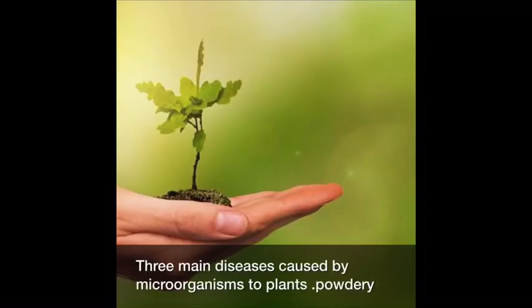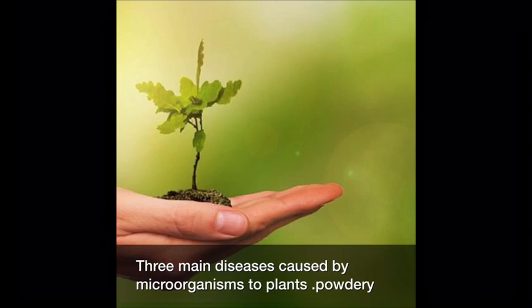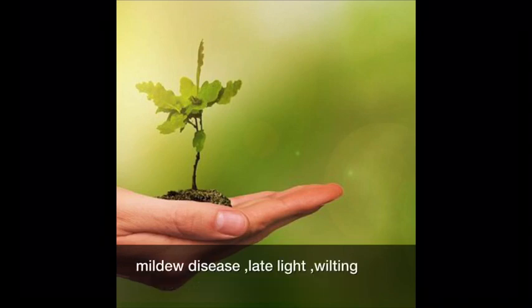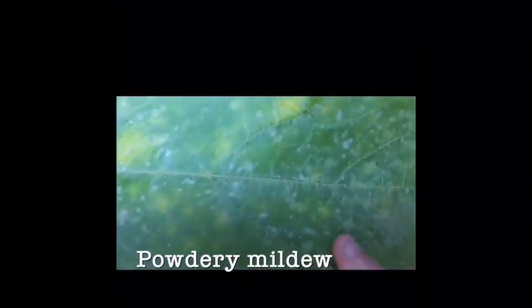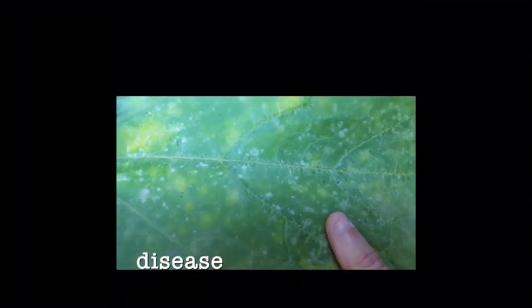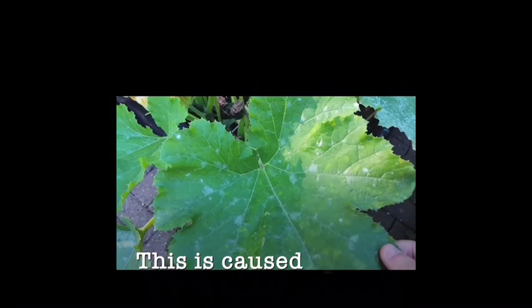Three main diseases caused by microorganisms to plants: powdery mildew disease, late blight, wilting. Powdery mildew disease is caused by a fungus.